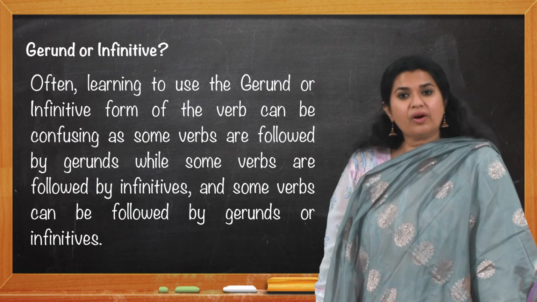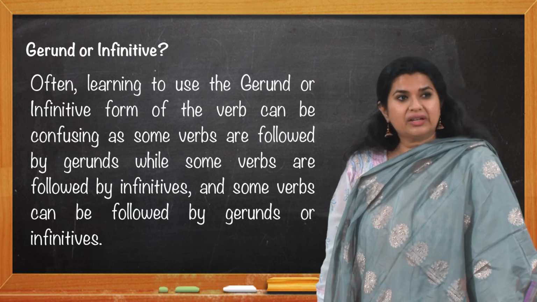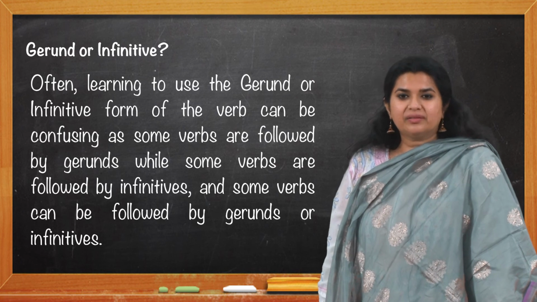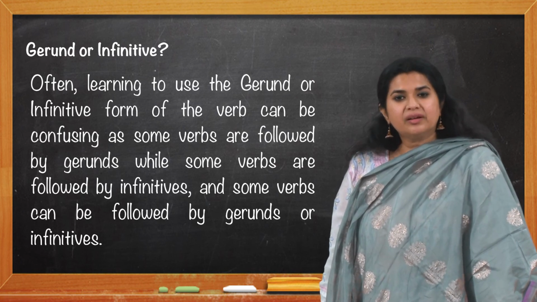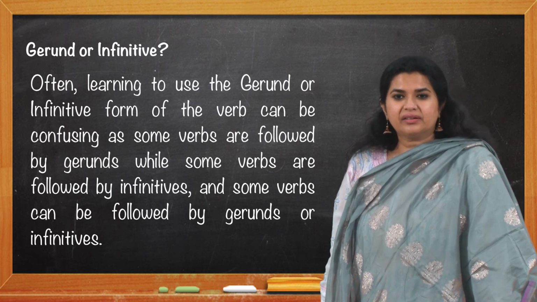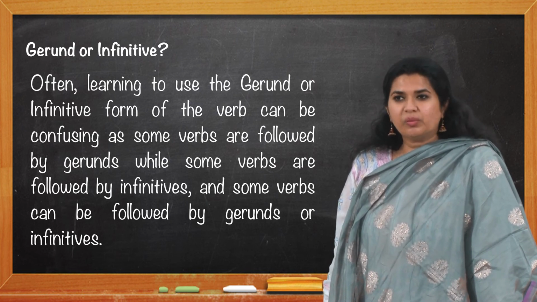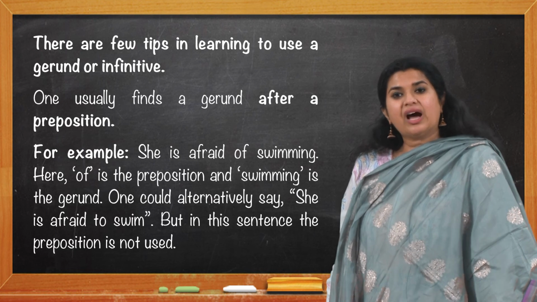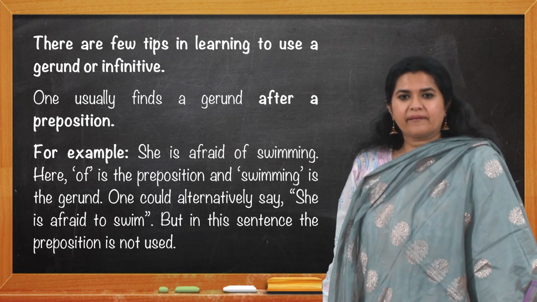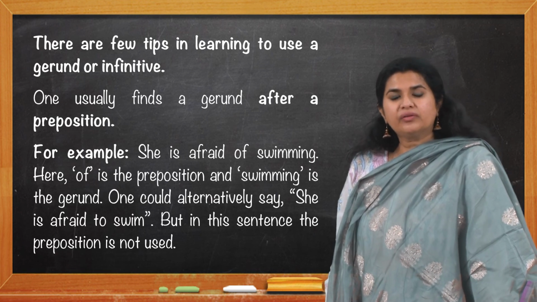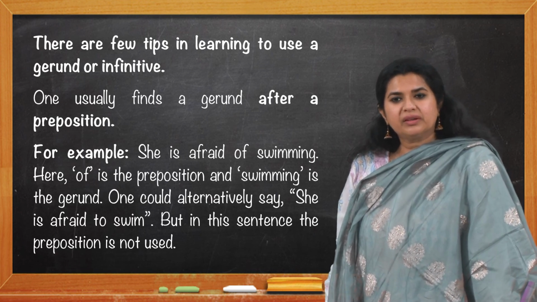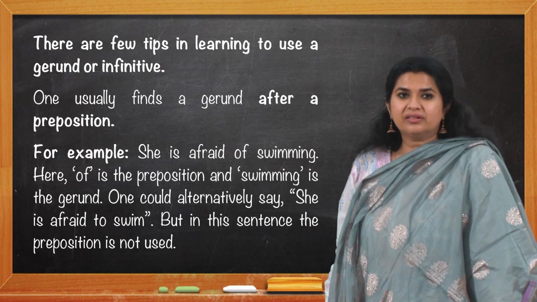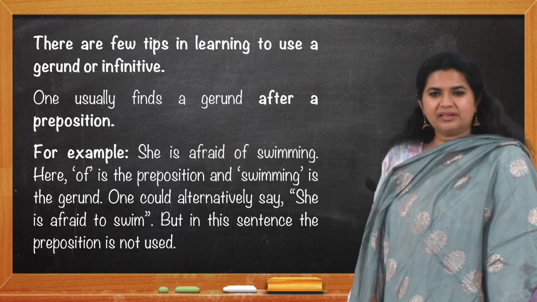Now, gerund or infinitive. Often learning to use the gerund or infinitive can be confusing, like all parts of grammar. Some verbs are followed by gerunds while some verbs are followed by infinitives, and some verbs can be followed by gerunds or infinitives. So, we do not know what to use. So, here are a few tips. One usually finds a gerund after a preposition. For example, she is afraid of swimming. So, of is the preposition, swimming is the gerund. She is afraid to swim, but in this sentence the preposition is not used. This is just an infinitive.